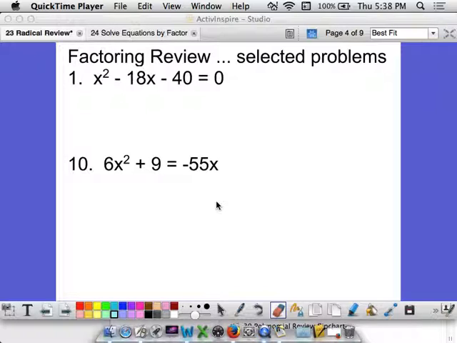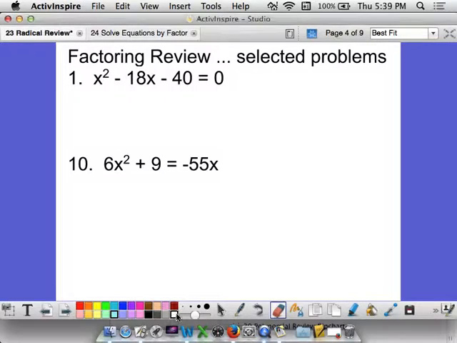In number one, these are problems from column 1 on your worksheet that's due today, so I decided to work some with you. It starts with number 1, then it'll take multiples of 5 in column 1. In number 1, this is already set equal to 0, which is the first thing you're going to look for. Is this set equal to 0?